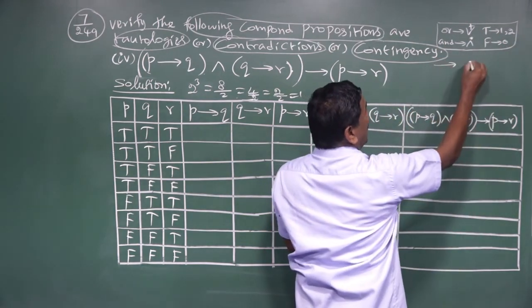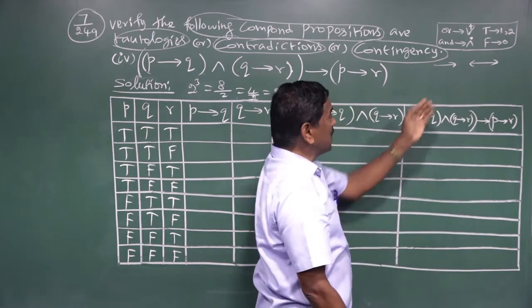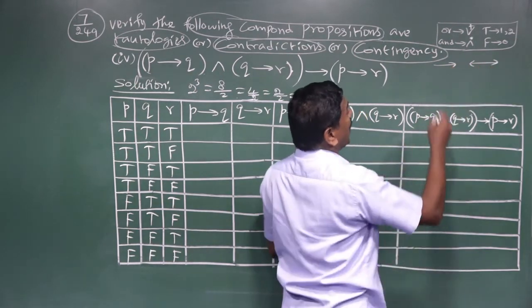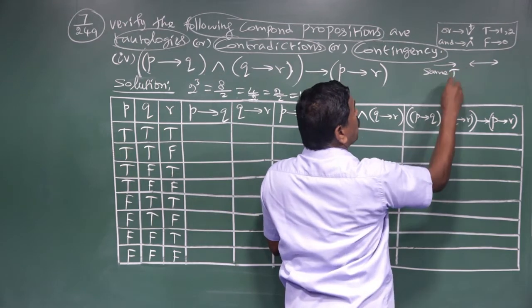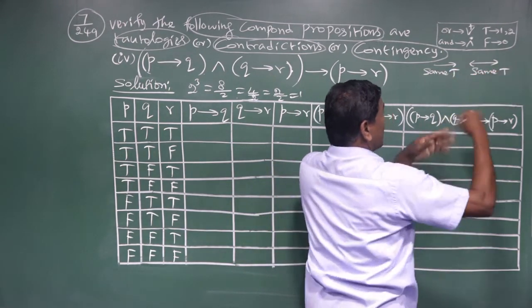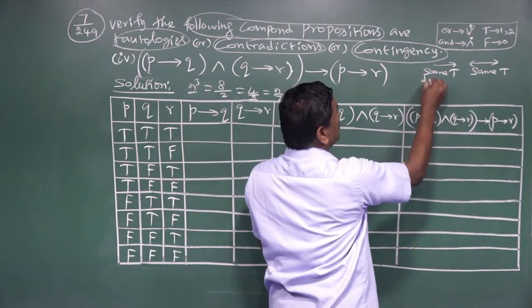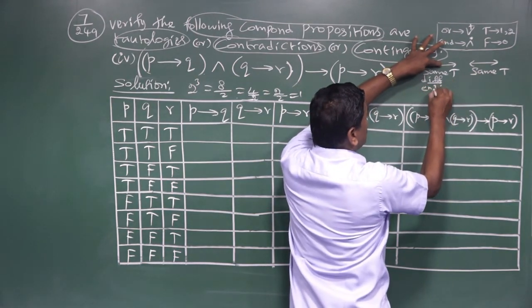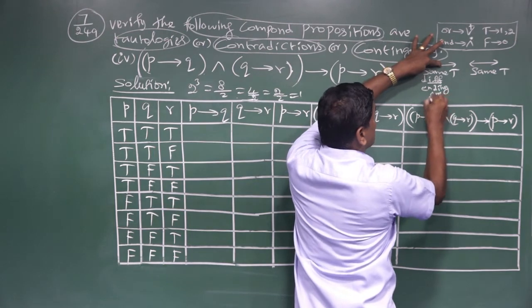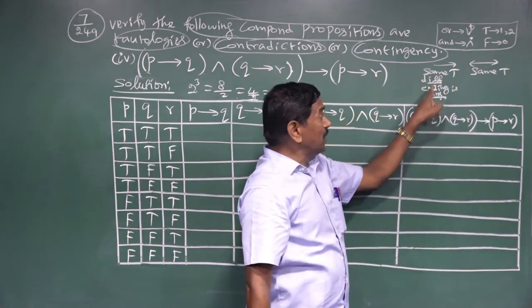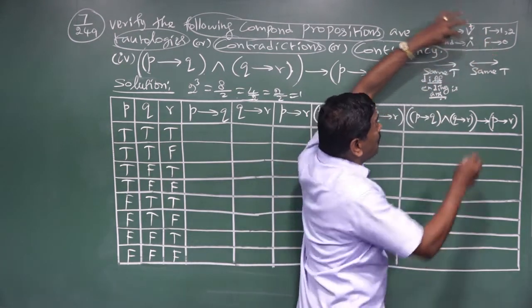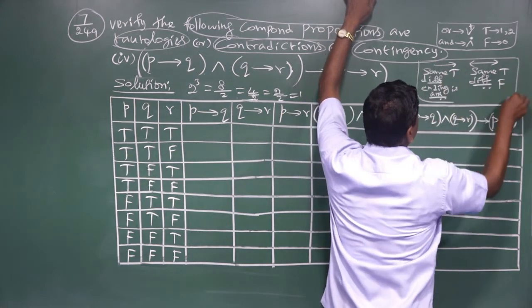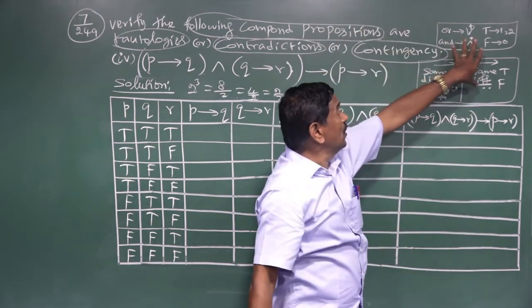Next, the one side arrow and the double side arrow, in which one is the conditional statement (if then) and the other is the biconditional statement (if and only if). Here, same means true is the answer. Here also, same means true is the answer. Next, different: for the one side arrow, different means ending is the answer. If it is different, then ending is the answer. For the double side arrow, different means false is the answer. That's all. Before learning the truth table, first you must learn this topic.